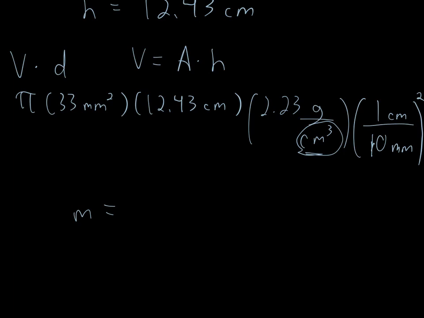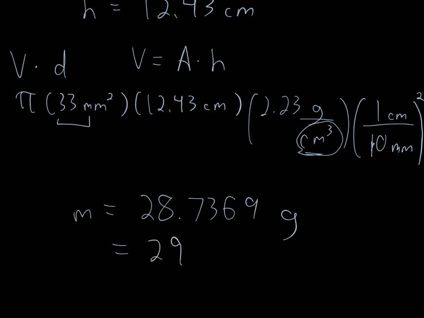We get a mass of 28.7369 grams. And if you use significant figures, where our least precise value has two significant figures, 33 millimeters, we will simplify this to get 29 grams, which is the mass of our cylinder. And that is the end of the video.